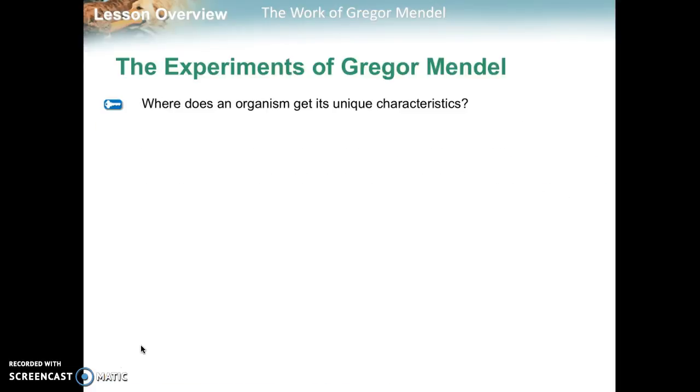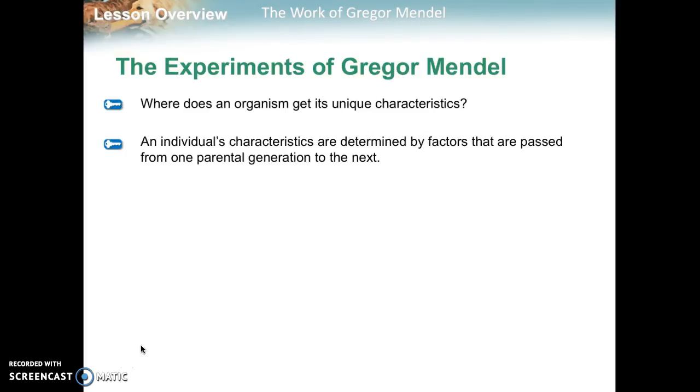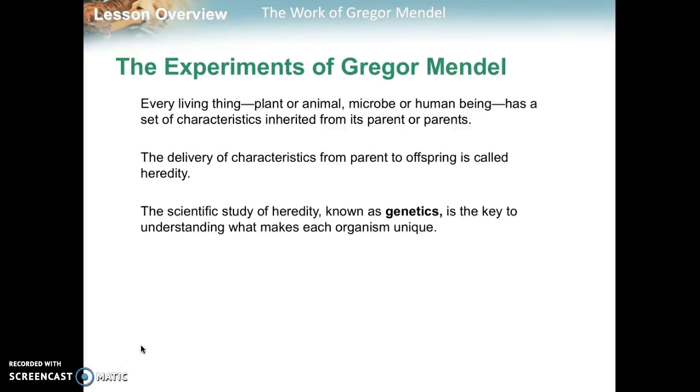So how does an organism get its unique traits? Well, they inherit them from one parental generation to the next. So half of your genetics come from your mother and half from your father. And it's this study of inheritance that is really genetics.